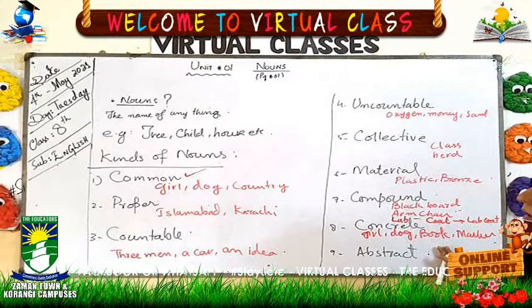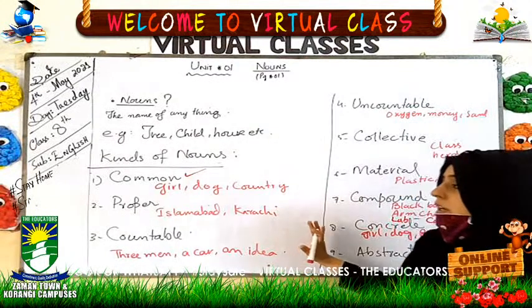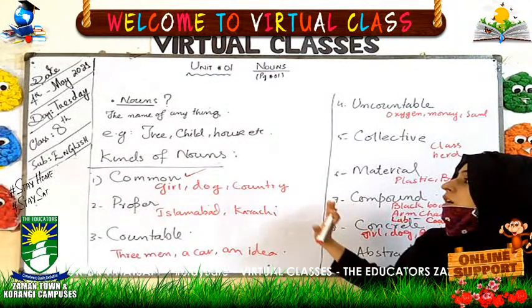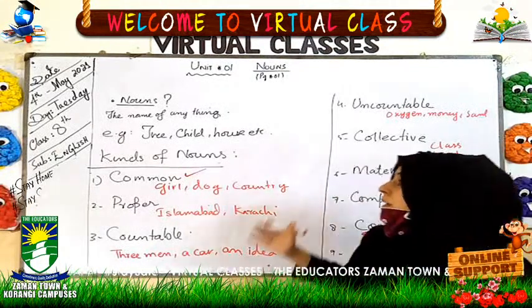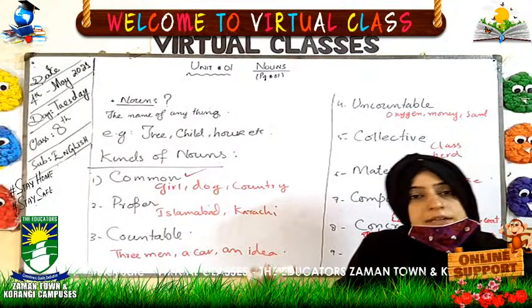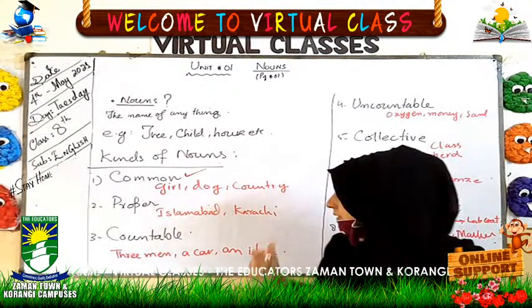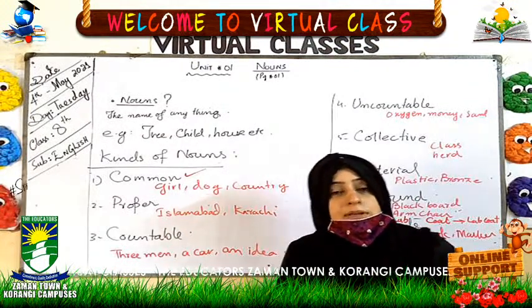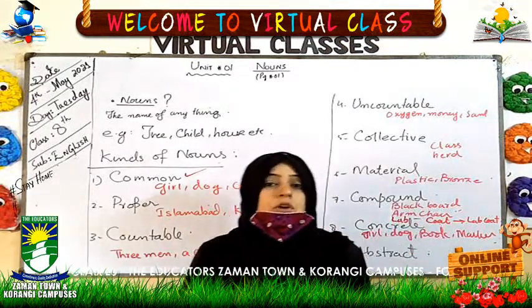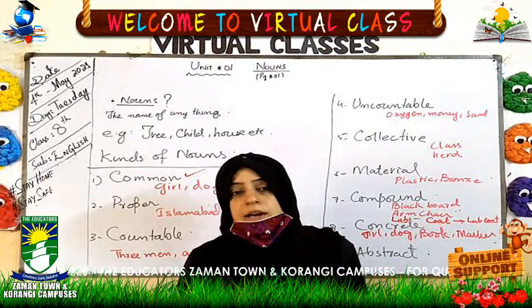Clear? So today's lecture covered what nouns are and, second, what the kinds of nouns are. Total 9 kinds we have discussed in this class. Now come to the exercise, and I will tell you how you have to start your work in your new copies.